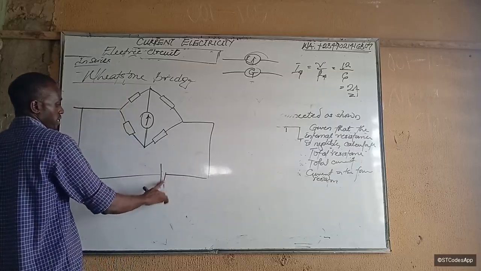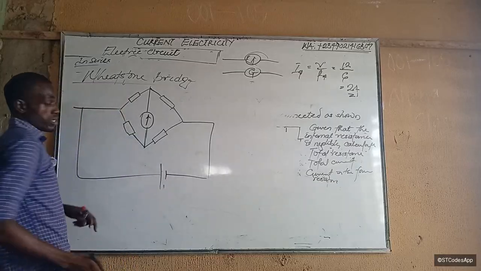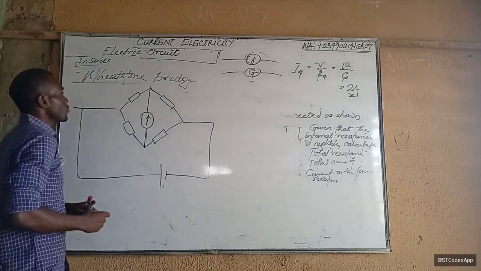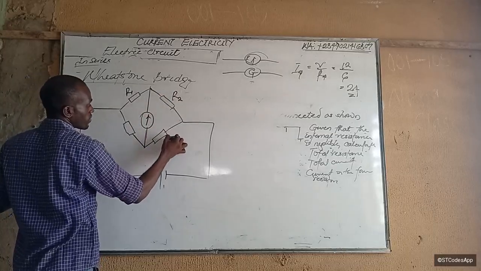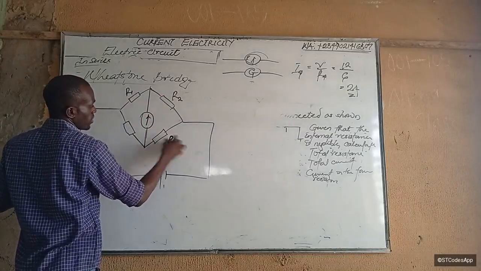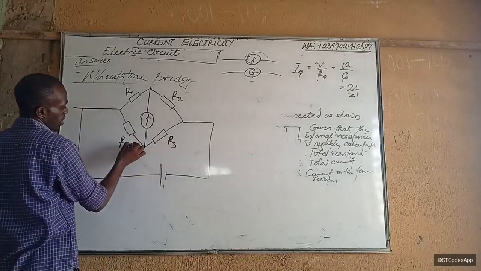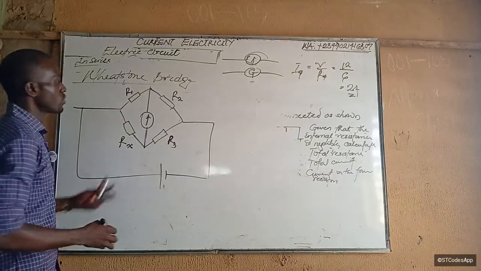I also have a video on conversion of galvanometer to ammeter. Do go and see that video. So now what we want to do is, let's say we know R1, we know R2, we know R3, but we don't know R4. Let's call R4 Rx. How do you calculate it?